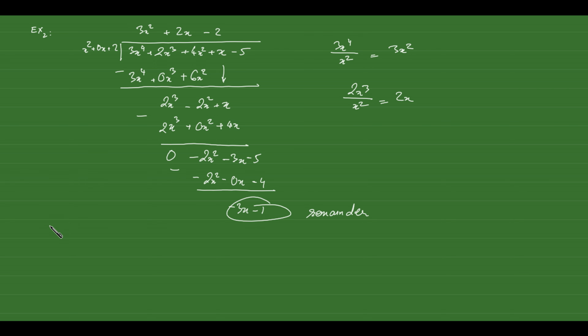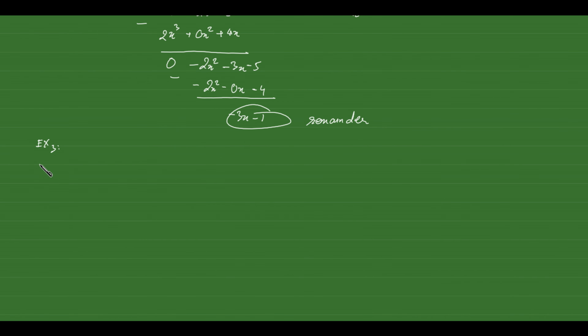Okay, what if I have example number 3? Alright, so now what if I want to do this? I divide this by x to the 4 minus x to the third minus 11x squared plus 11x plus 12. Let's see if the remainder is 0 or not.